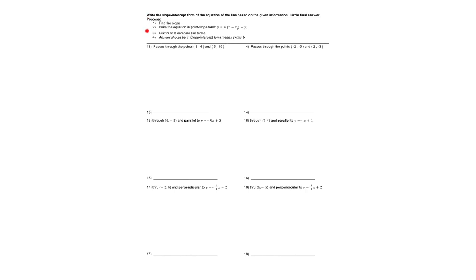Flip to the back side. We're going to change the directions and only focus on the top two steps: finding the slope and writing the equation in point-slope form. So for now, we are not going to write it in slope-intercept form. We're just going to focus on these two.